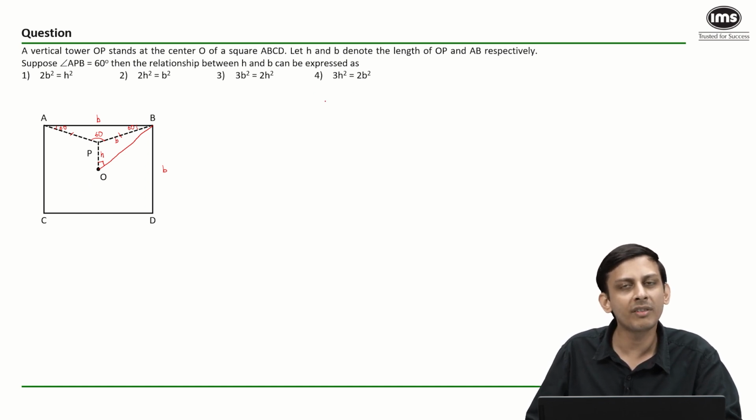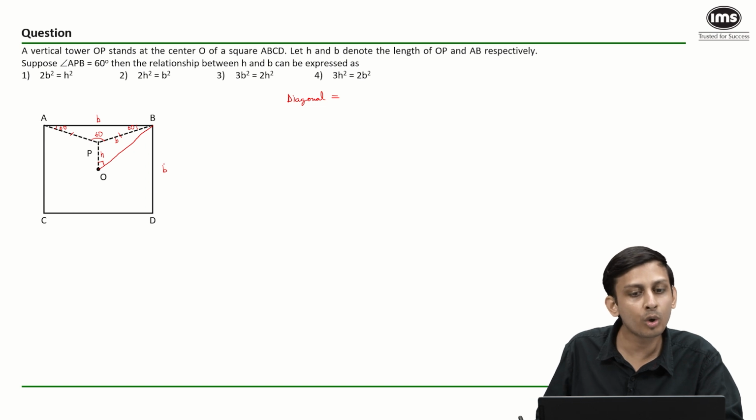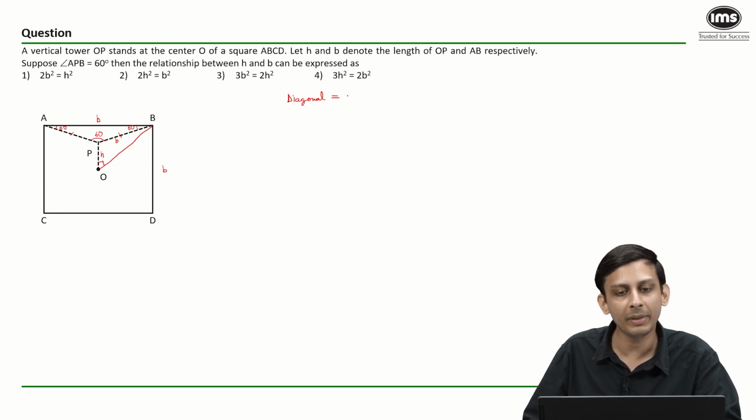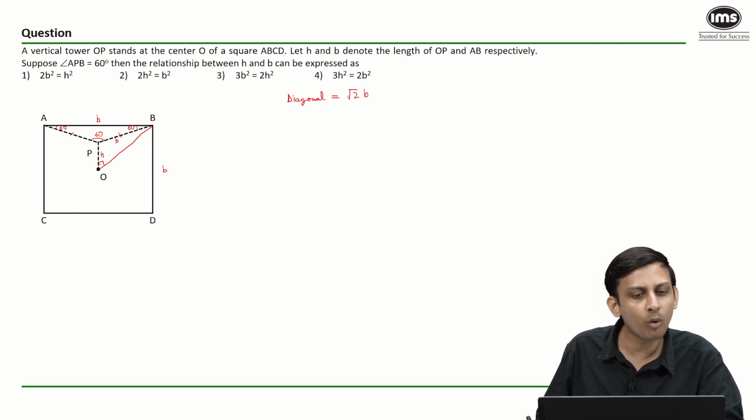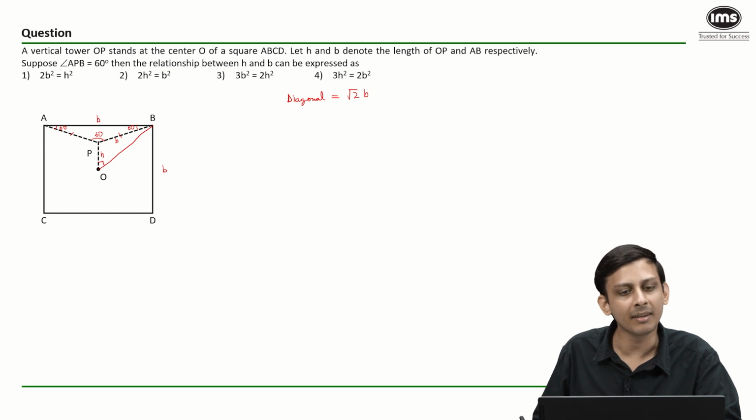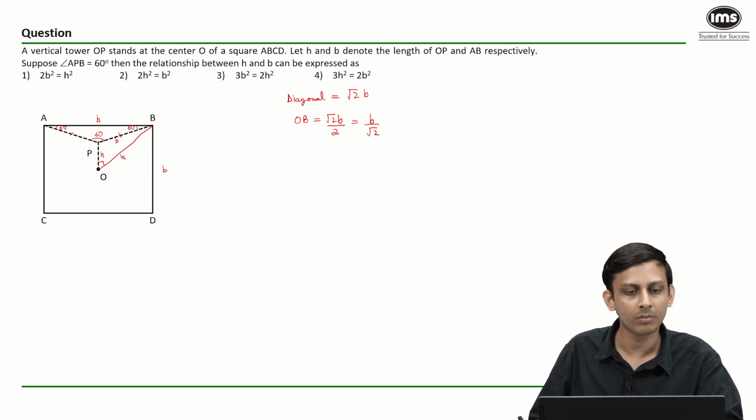Now, what is the diagonal of the square? It is root 2 into the side. So the diagonal of the square will be equal to root 2 into the side, root 2 into b. And therefore, OB, which is half of the diagonal, BC is the diagonal, O is the center. So OB is half of the diagonal. So OB will be root 2b by 2. So that will be b by root 2. Okay, b by root 2.